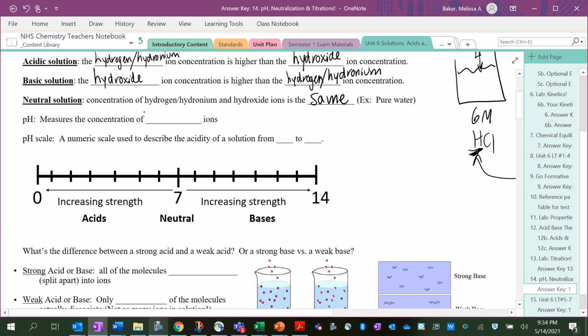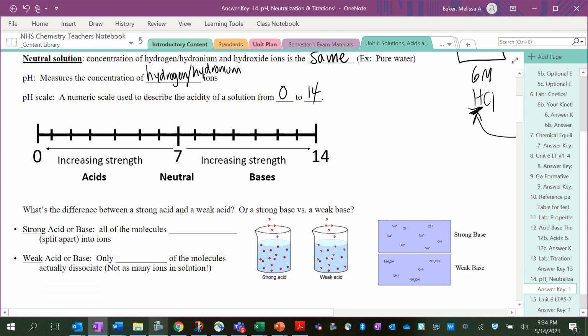pH measures the concentration of the hydrogen hydronium ions. And a pH scale goes from 0 to 14, and it tells you how acidic or how basic something is. So it's increasing in strength as it gets closer to 0, as well as 14. Just depends on if you're talking about a stronger acid or a stronger base.